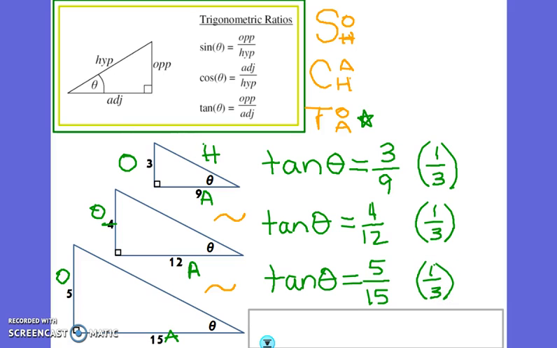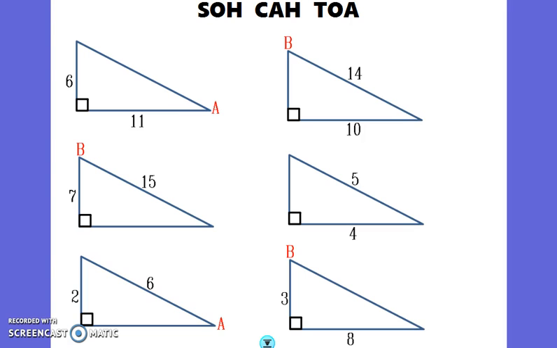All right. I'm just going to recommend that at the top of your worksheet you write SOH CAH TOA, and maybe pronounce it with those H's in there.